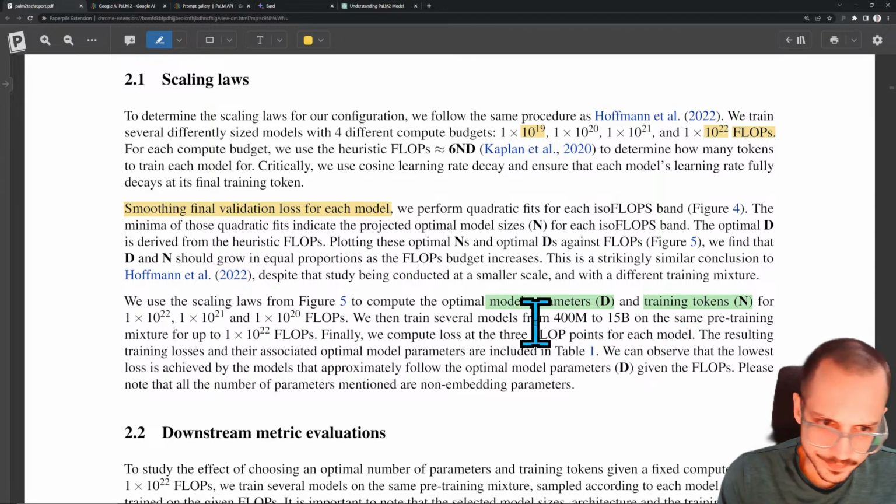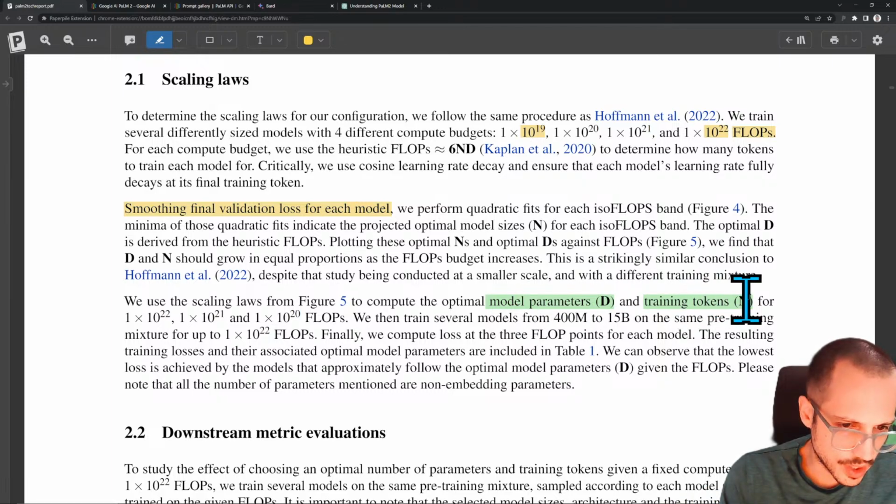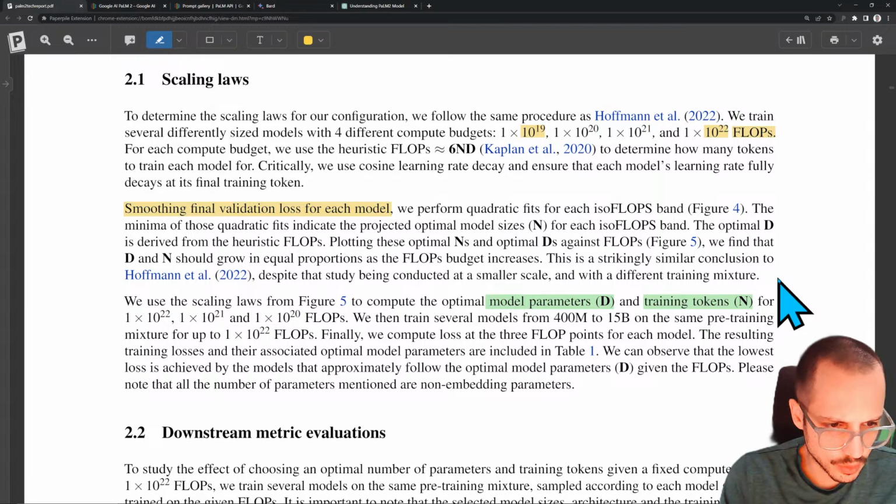But one parameter doesn't correspond to one token. Like there's kind of like a weird comparison happening there.